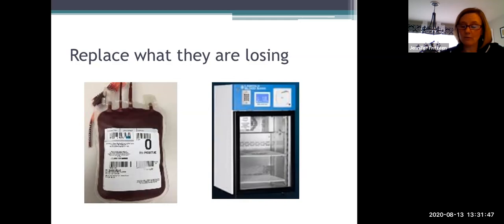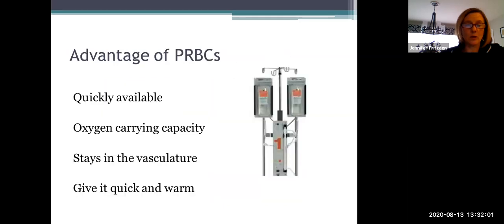Now we have our blood refrigerators now in the code room and in CICU that can be used for any of the ICU patients. So we always have 2 units of O negative or O positive blood always available and can be quick to give. Now the advantage of PRBCs: it's quick, it carries oxygen. When you give packed cells, what you put in the vessel stays in the vessel, unlike your normal saline, which is going to go across those barriers. The other advantage is we can give it fast and we can give it warm in order to help with the hypothermia.